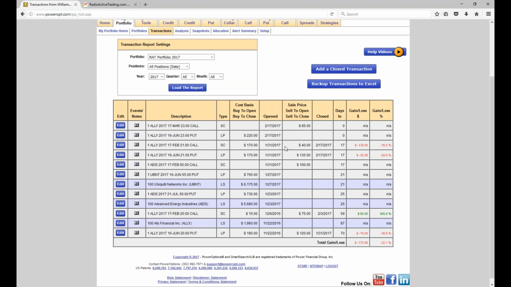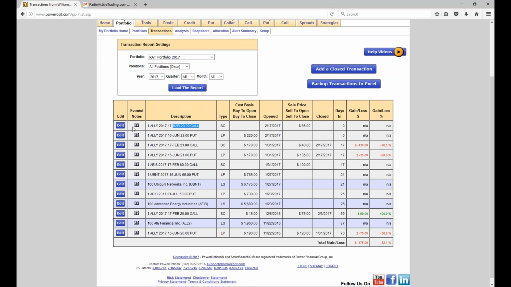Okay, that being said, here's a position that I just rolled to. I just rolled to the March 23 call. Oh, I did that a couple days ago. I'm sorry, February 17th. I did it today in this portfolio. This was done a week or two ago. But I rolled out to the March 23 call on ALLY. This is an open position. Sold it for 85 cents. It doesn't expire till March. I haven't bought to close it yet.